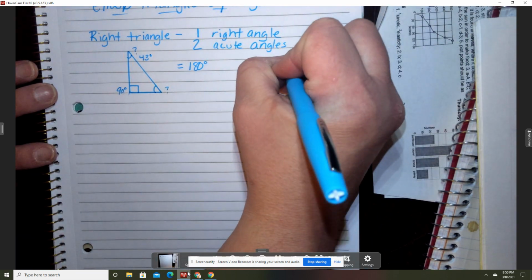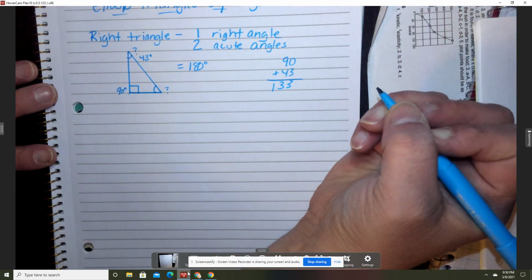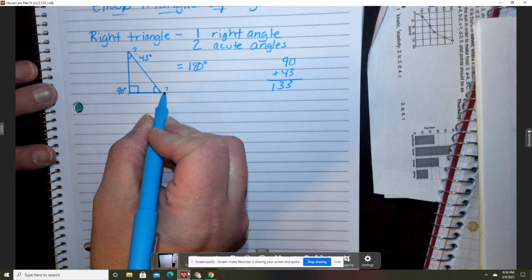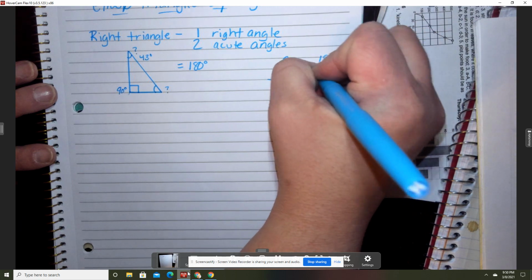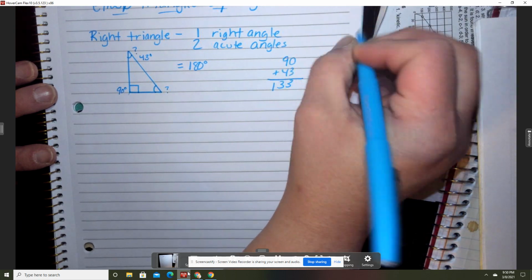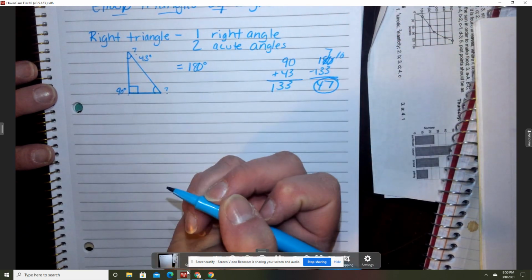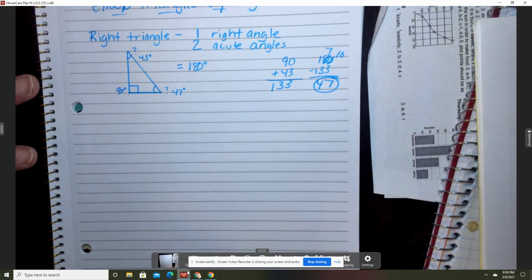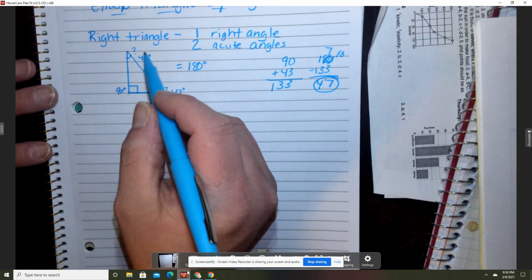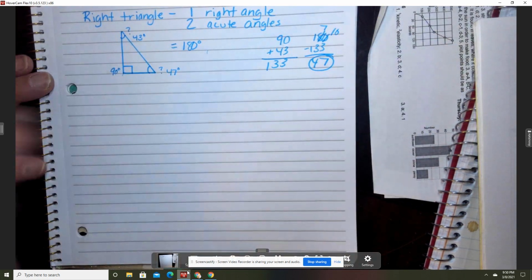All right, so we would take 90 plus 43, and that gets us 133. Well, I want to know what this missing angle is. I've got these two angles. So you're going to take 180 and subtract 133. And so that means that this angle would be 47. I think there's one question like that on the SOL, but you do have to know that the angles on the inside of a triangle equal 180. That's how you find the missing angle.